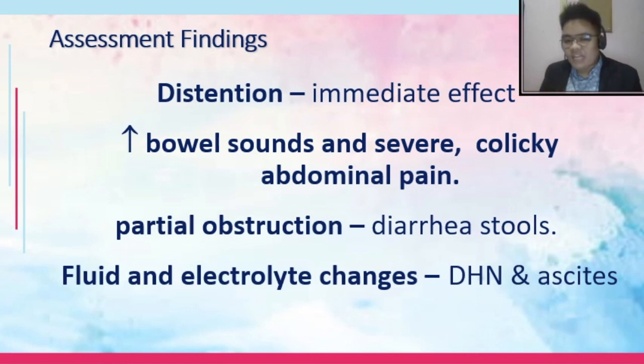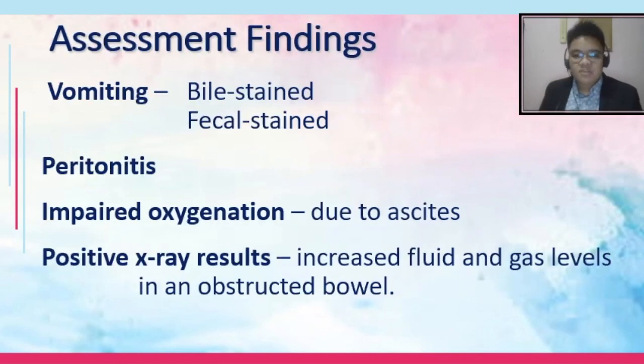So with the fluid and electrolyte imbalance, especially sodium and potassium, you will have problems related to cardio and then neuro for that matter. Then vomiting. If it is bile stained, the tendency is that the obstruction is high up in the intestine. If it is fecal stained, the tendency is that the obstruction is in the ileum or in the lower colon. Then peritonitis. So you have board-like abdomen, and then later on the decrease of your bowel sounds.